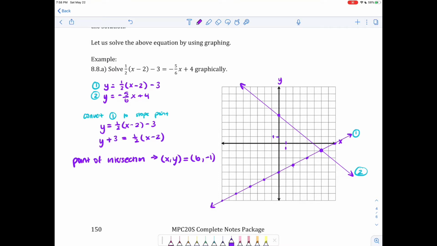So my final solution would simply be x is equal to 6. Ta-da!